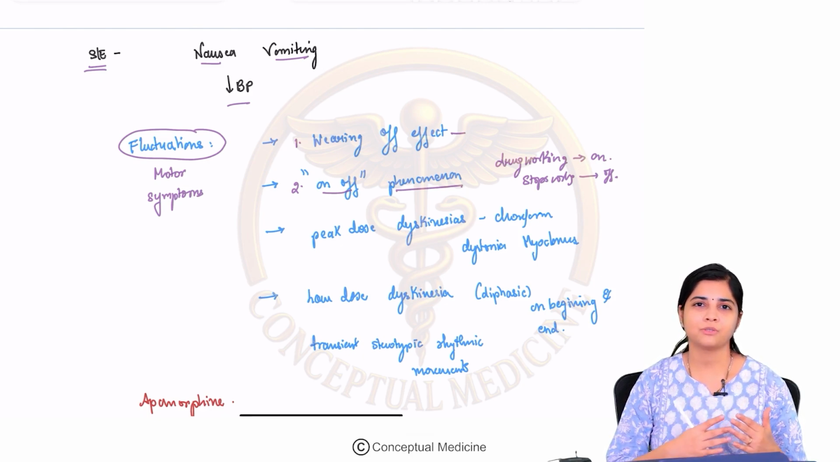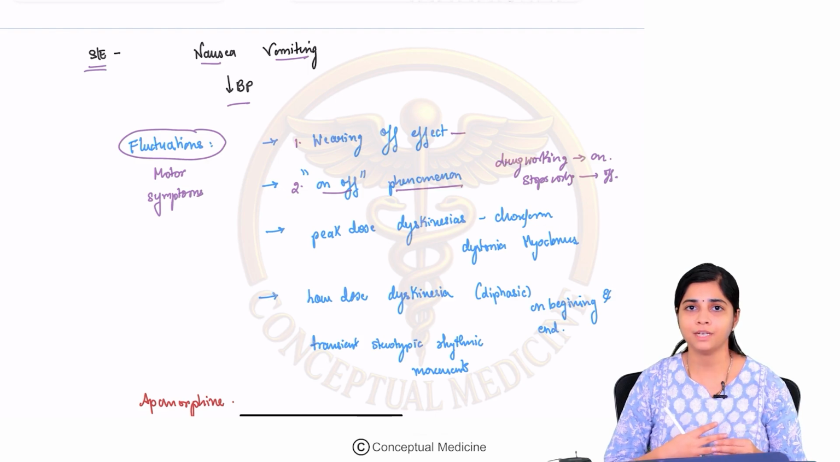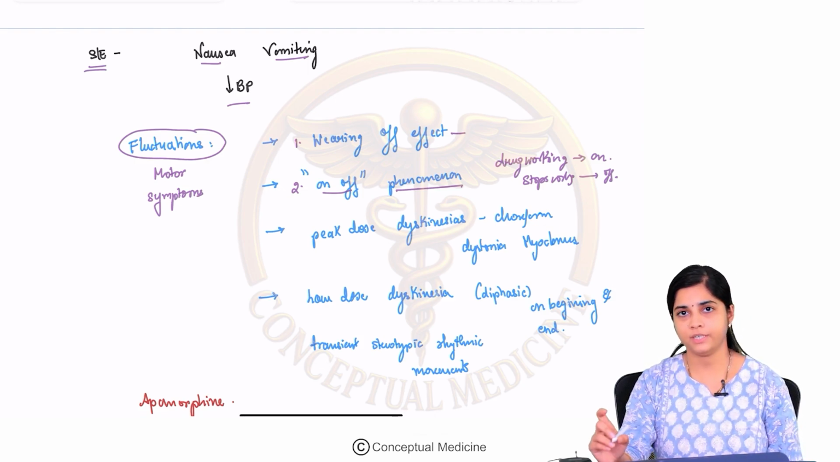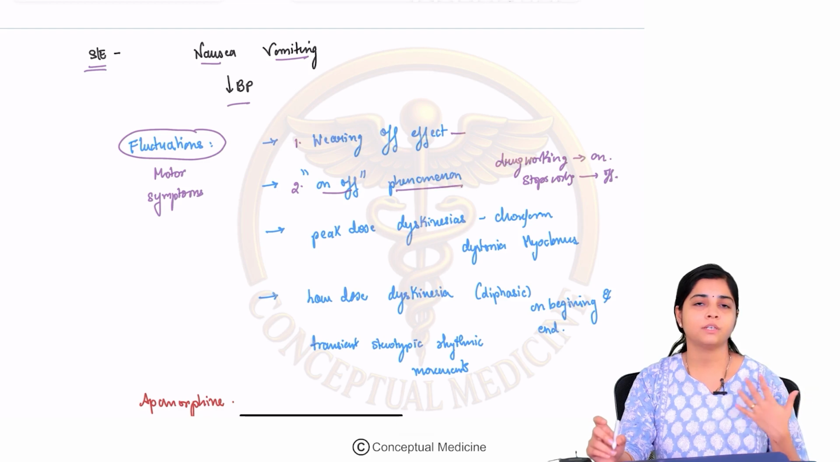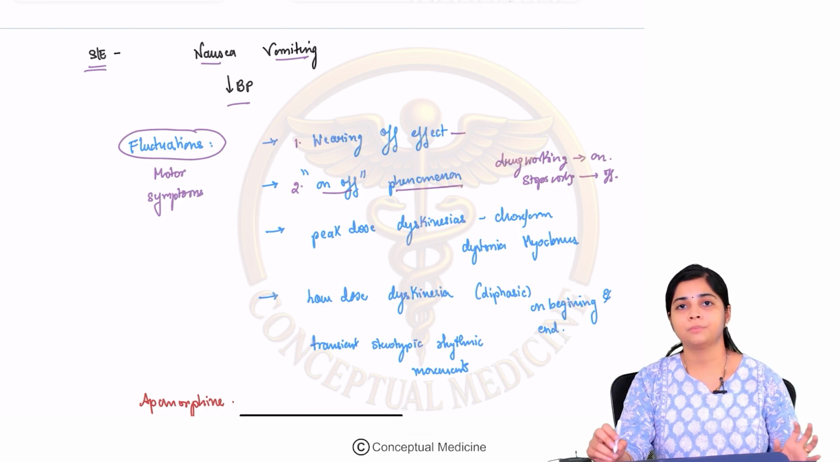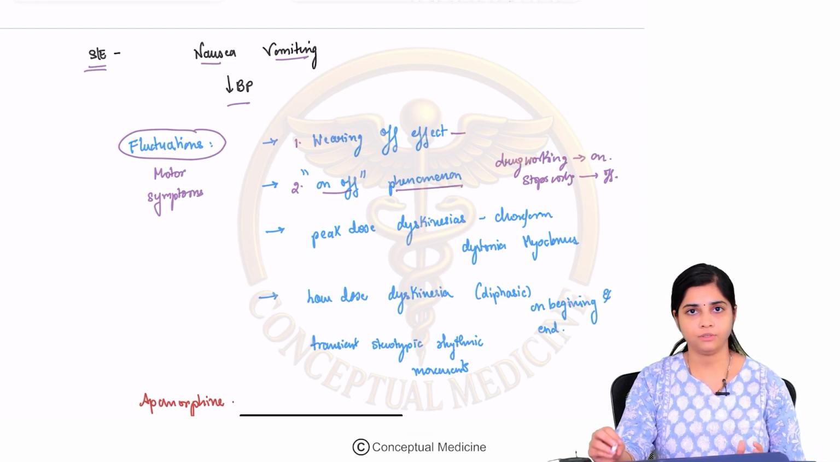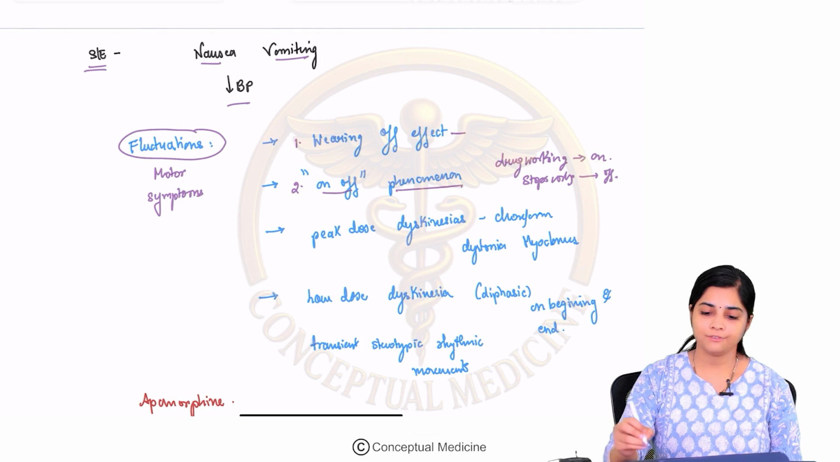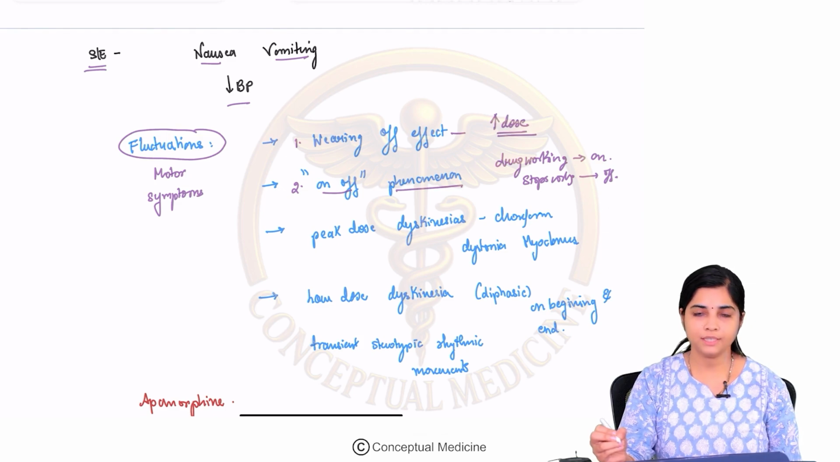This kind of fluctuation between on and off is very problematic to the patient, because they will not be able to carry out their activities well. So the on-off phenomenon is another important side effect of chronic or long-term use of levodopa. With long-term use, you can have the wearing off effect and the on-off phenomenon. If there is a wearing off effect, you may have to increase the dose. In on-off effects, you may have to increase the dose again, or give a combination therapy.